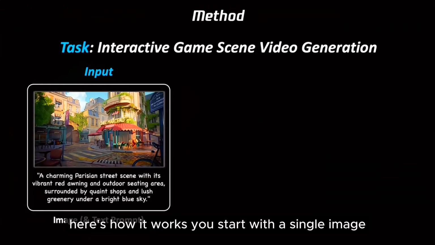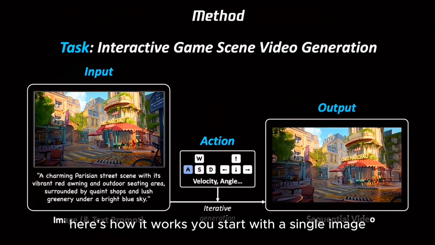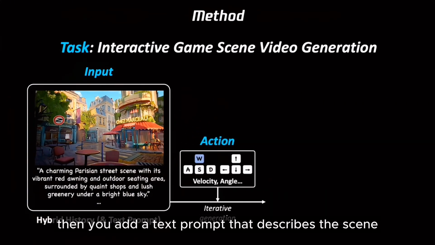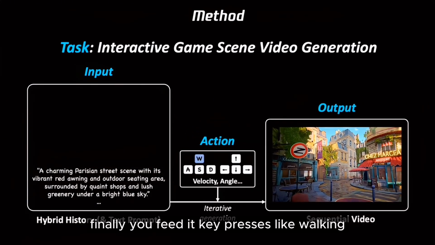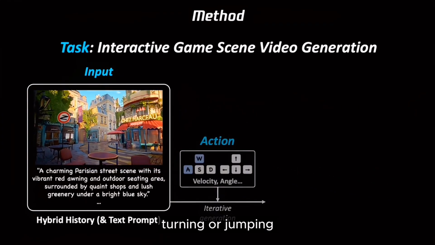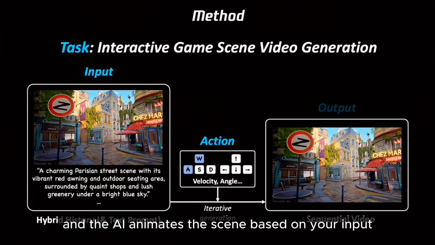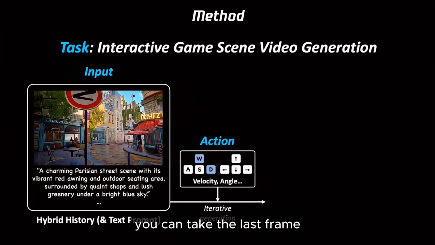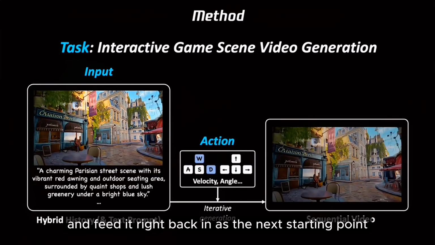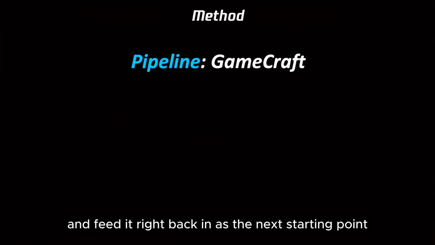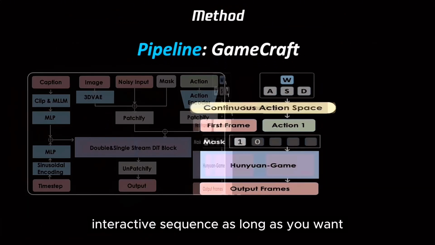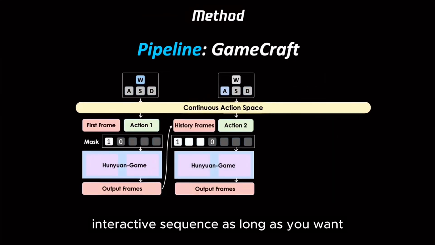Here's how it works. You start with a single image. That's your first frame. Then you add a text prompt that describes the scene. Finally, you feed it key presses like walking, turning, or jumping, and the AI animates the scene based on your input. Once the clip is generated, you can take the last frame and feed it right back in as the next starting point. Rinse and repeat, and you can build out a continuous interactive sequence as long as you want.